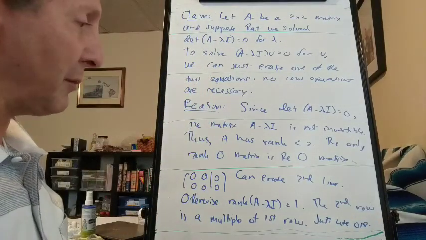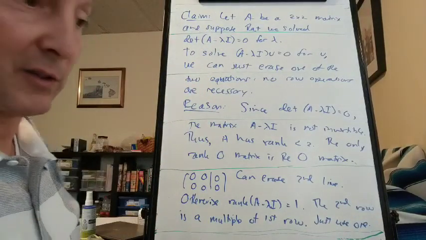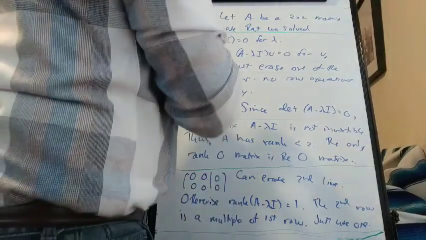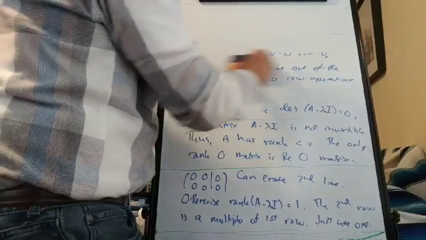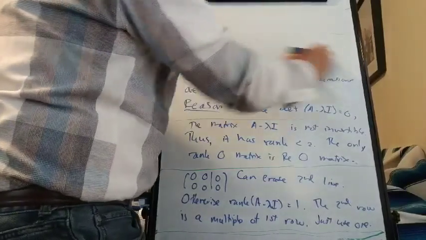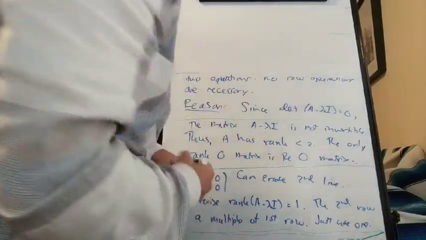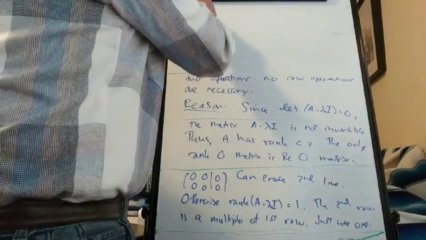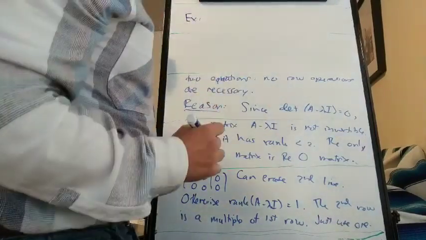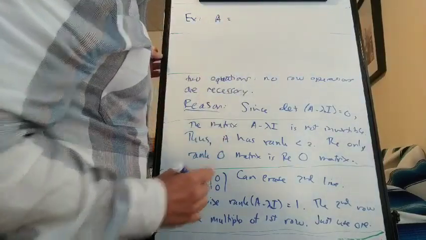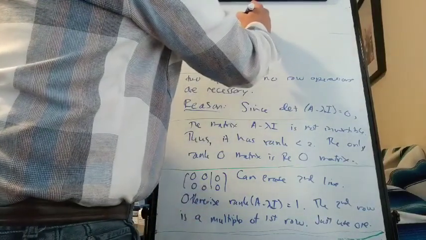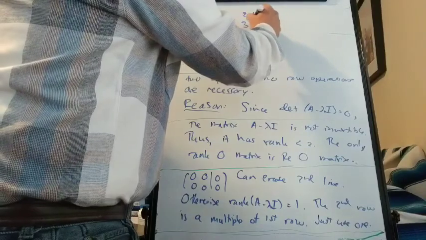All right, so let's do an example. Let's do exactly the example that I was doing in discussion today. So the example is A equals 2, 1, 3, negative 2.